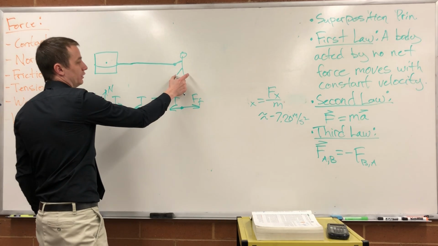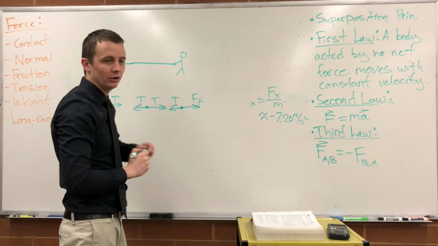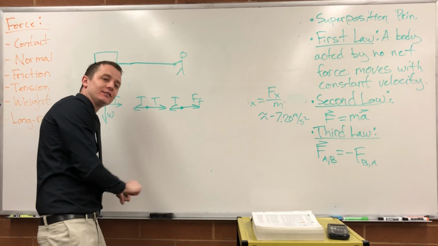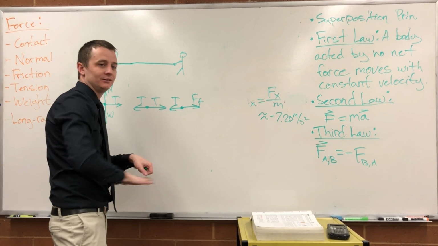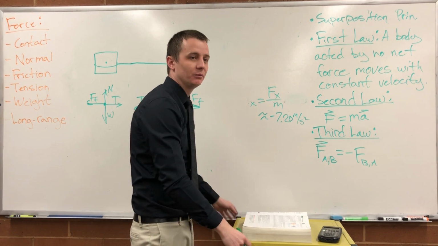So there would have to be more friction between him and the floor than between the block and the floor for this to work. That's why you've probably noticed that when you try to pull something heavy, if you can't get your feet set, you can't pull it. You keep sliding, because you need more friction between you and the floor than between the object and the floor. Otherwise you can't move it.